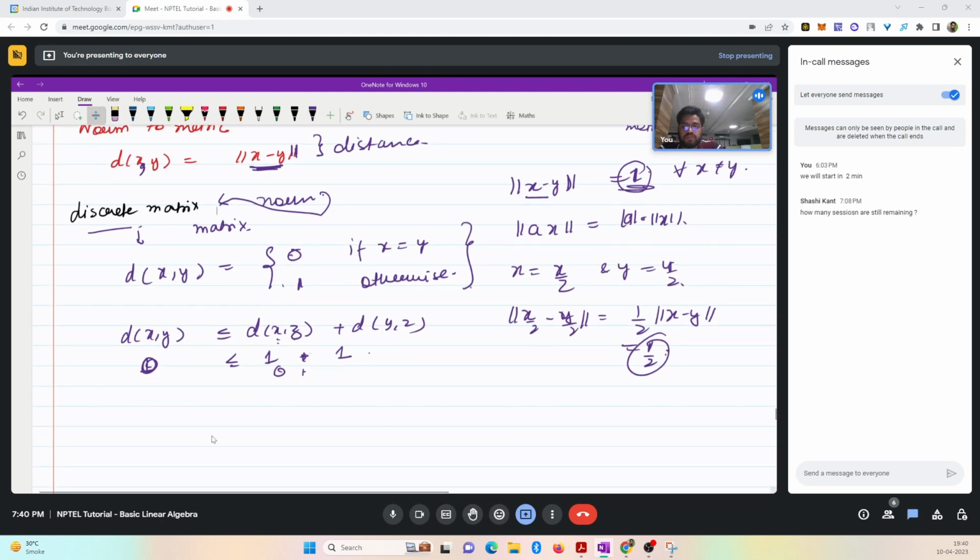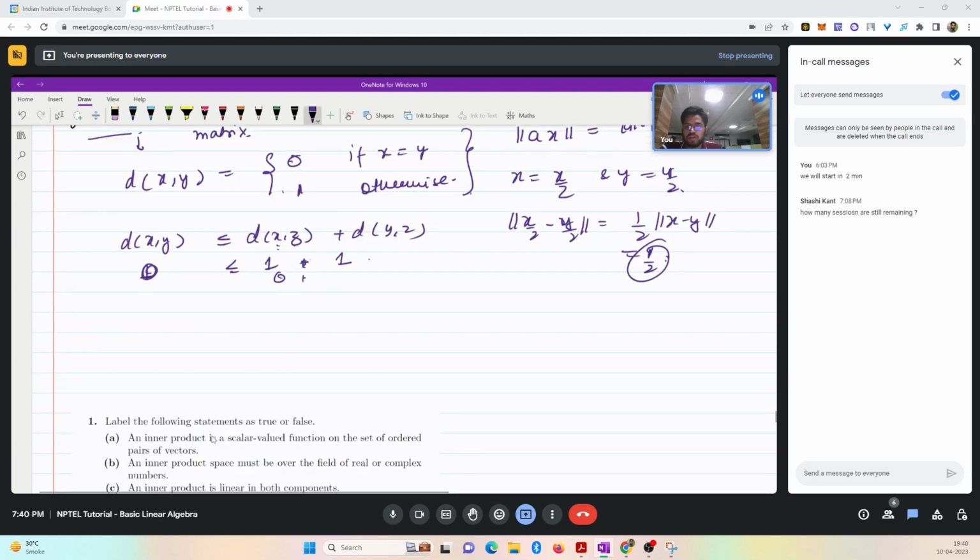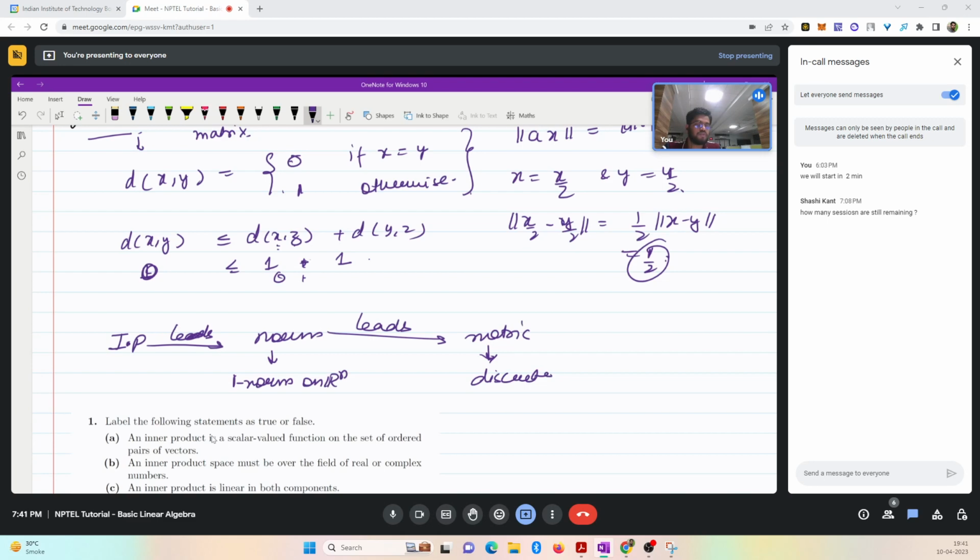Just to summarize whatever we talked about in the last 20-25 minutes: we have some notion of inner product. Inner product leads to something called a norm, and we have a norm which is not induced from an inner product. An example is the one norm on Rn. And then a norm leads to something called a metric, and we again have an example of a metric which is not induced from a norm.